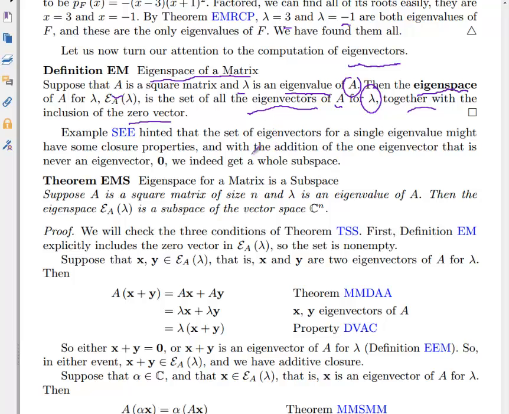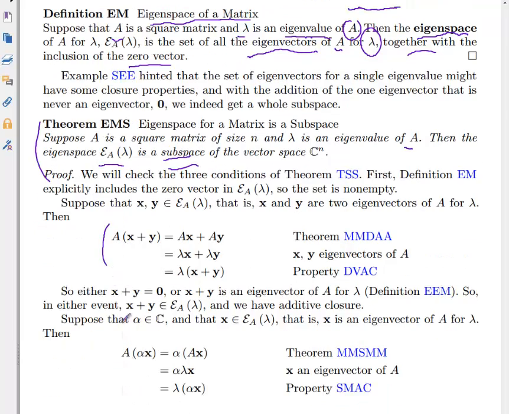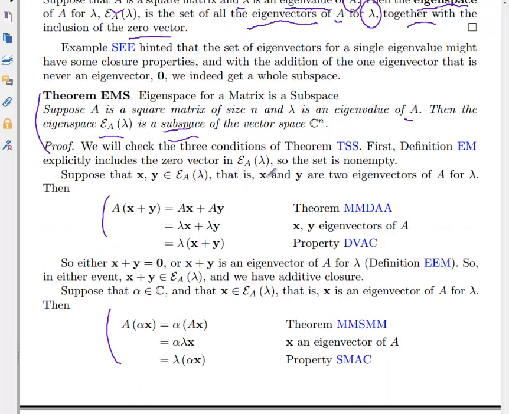Okay. All right, so let's prove that in fact the eigenspace for a particular lambda is a subspace. That's what this theorem says. Suppose A is a square matrix of size n and lambda is an eigenvalue, then the eigenspace of matrix A corresponding to eigenvalue lambda is a subspace. First, we have to show three things. We need to show the zero vector is there. We need to show that the eigenspace is closed under addition and closed under scalar multiplication.